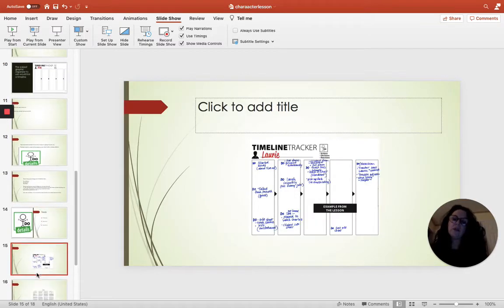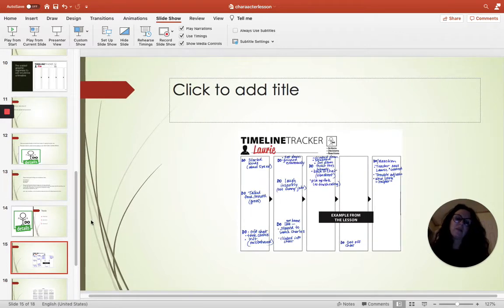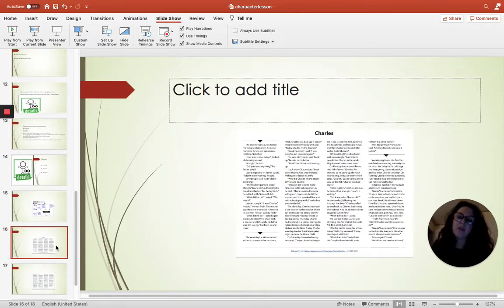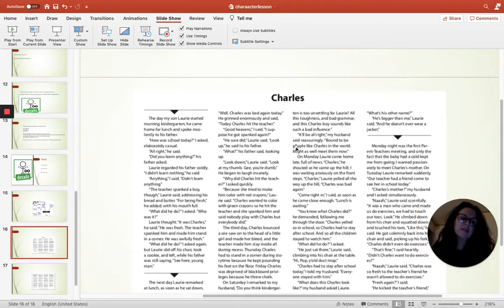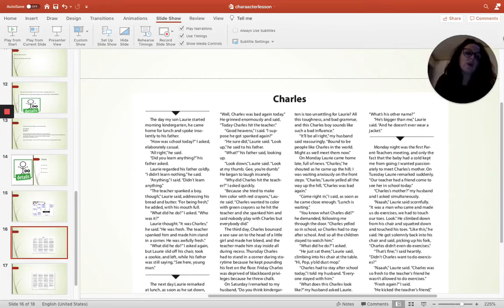All right. So this is the timeline that I did. I'm going to come back to that. I did mine ahead of time. But I pulled up the story. It's an old story. I remember reading it when I was in school. And I'm going to make it bigger here.